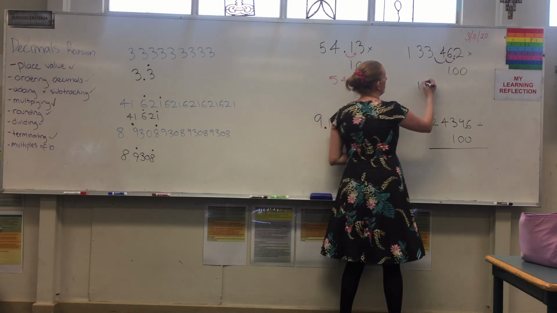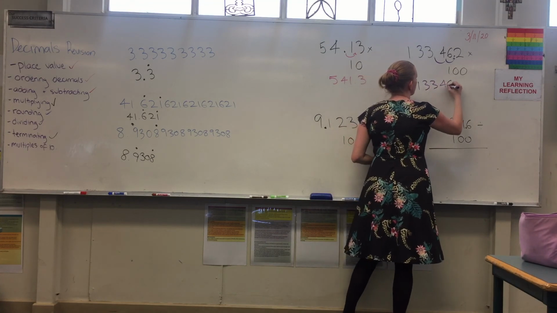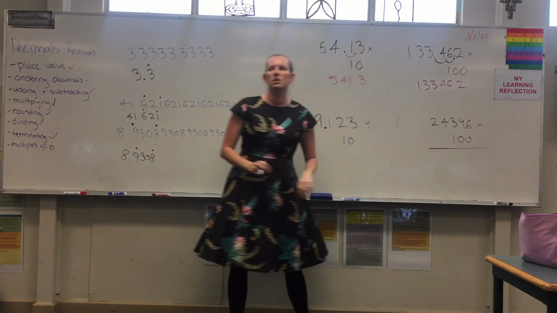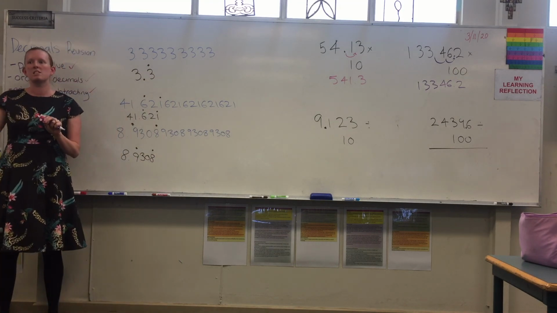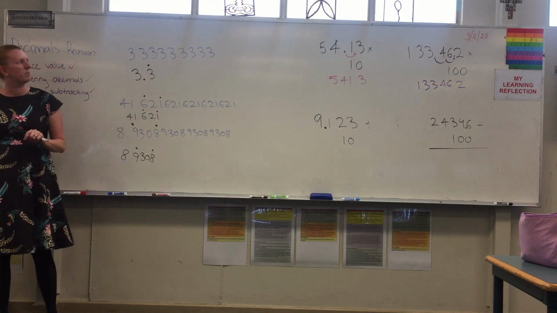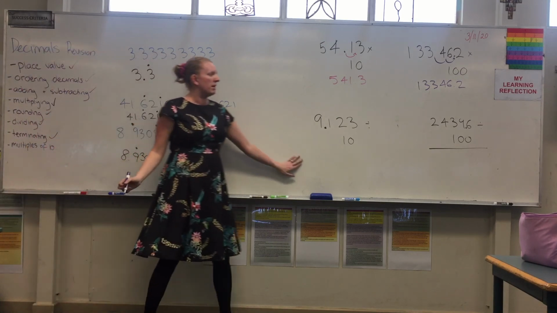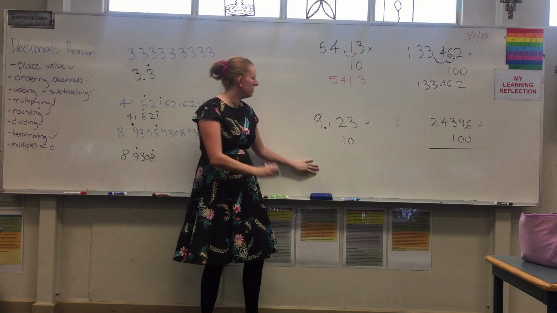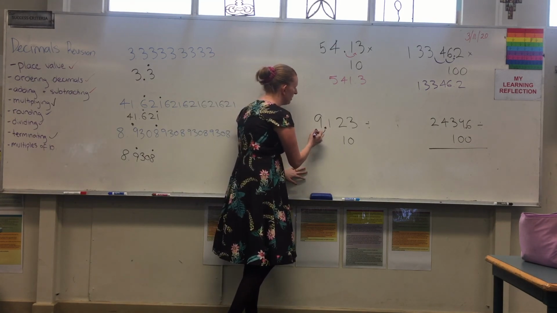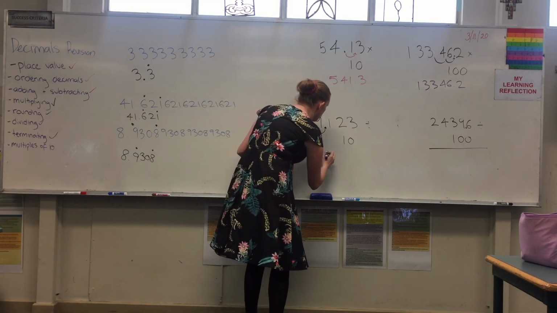So it becomes 13346.2. Okay? So multiplying by 10 moves your decimal place to the right. What about dividing by 10? What do you reckon that's going to do? You move the decimal point to the left. Awesome. This one will move one spot to the left, so it'll be 0.9123.